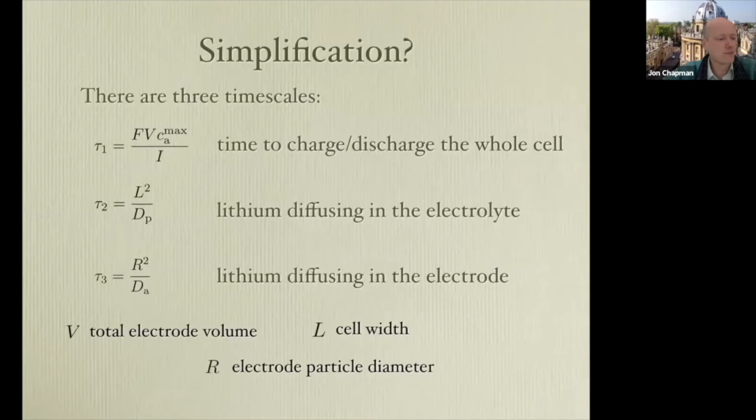So what sort of simplifications might we be able to do? Well, there's at least three timescales to consider. I've written three down here. One is the time that you take to charge or discharge your whole cell, your C rate. The second is the time it takes for lithium to diffuse in the electrolyte. It depends on the diffusion coefficient and on the length scale. And the third is the time it takes for lithium to diffuse in the electrode, in the active material. The diffusion coefficient is typically much smaller, but also the distance it has to go is much smaller. So that time scale can also be comparable.